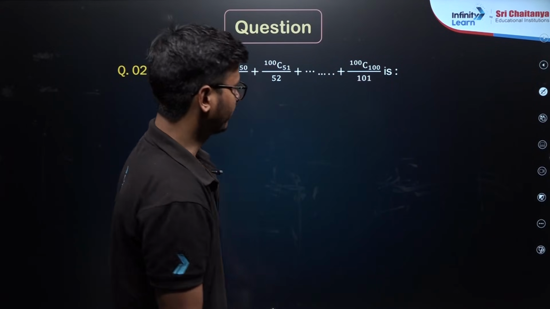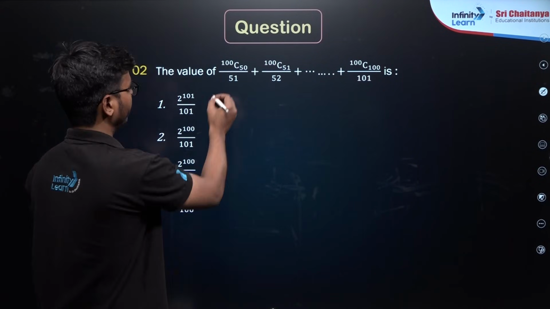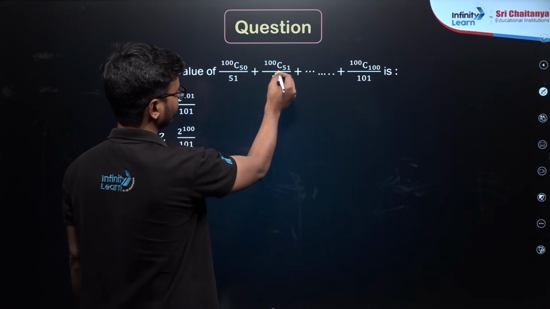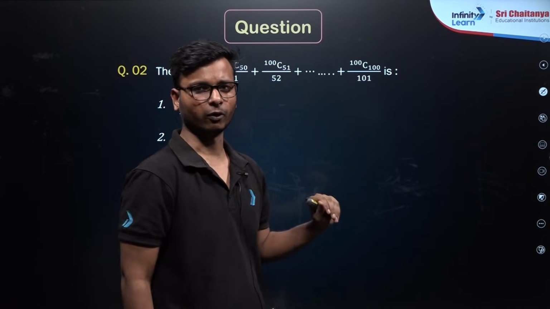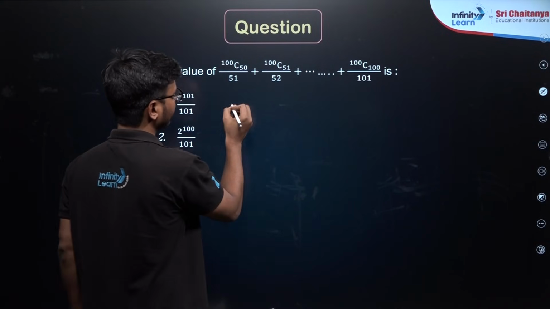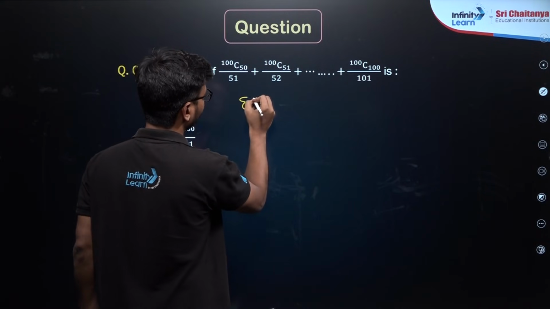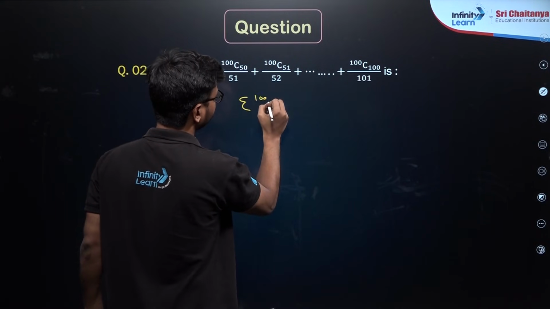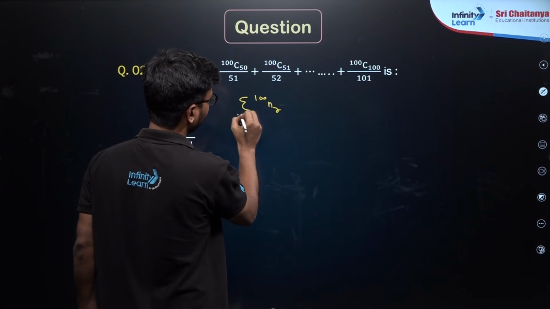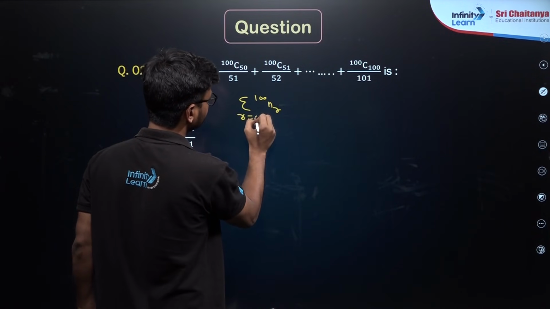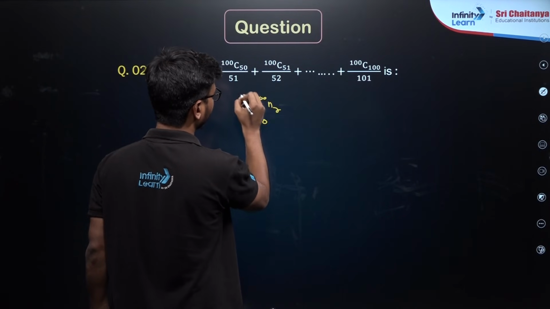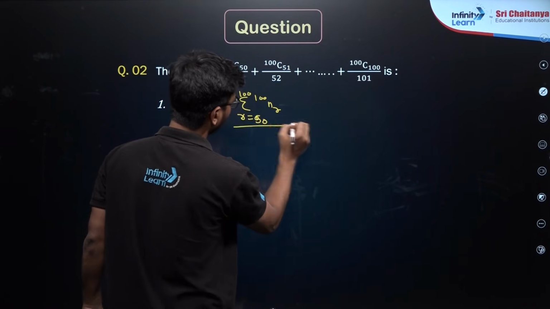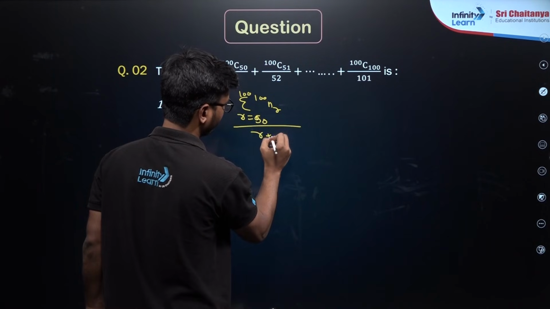Okay, so let's read the question. The question says 100C50 upon 51, 100C51 upon 52. So we can observe a pattern is being followed, correct? So what is the pattern? I can write this as summation of 100CR, where R is going from 50 to 100, correct? And in the denominator, we are having the pattern of R plus 1.